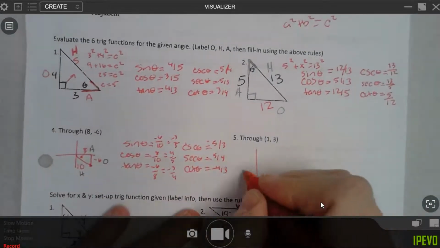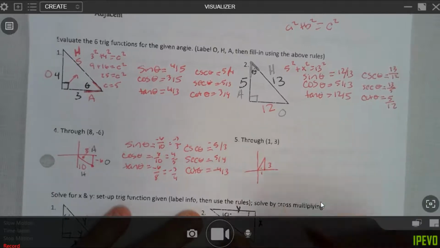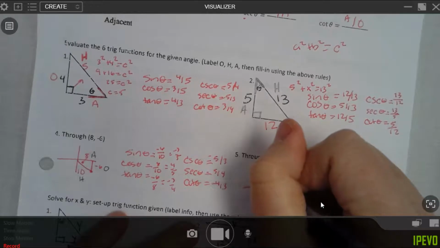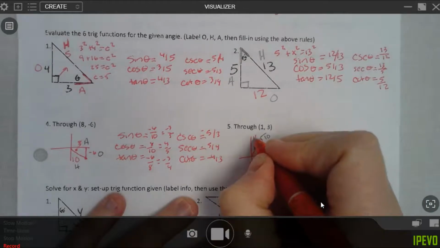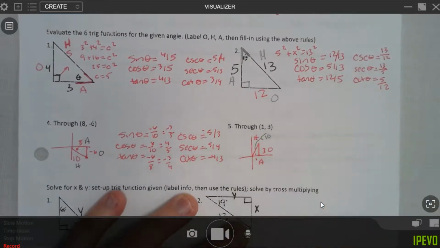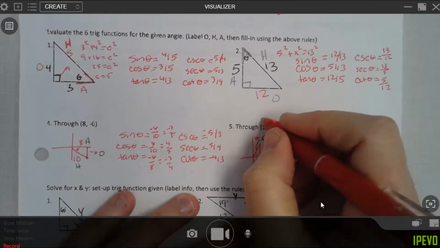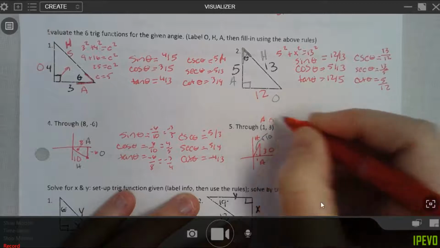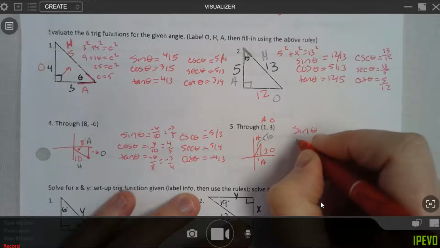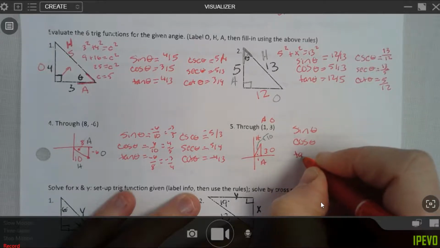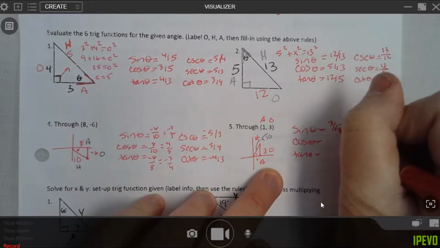So right here, if I do over 1 up 3, that makes the hypotenuse here the square root of 10. So this is O, H, and A. So your A is always the X value, and this is always your adjacent, and this is always your opposite side when you draw these things. And that will be true every time because of the way you draw your angles.